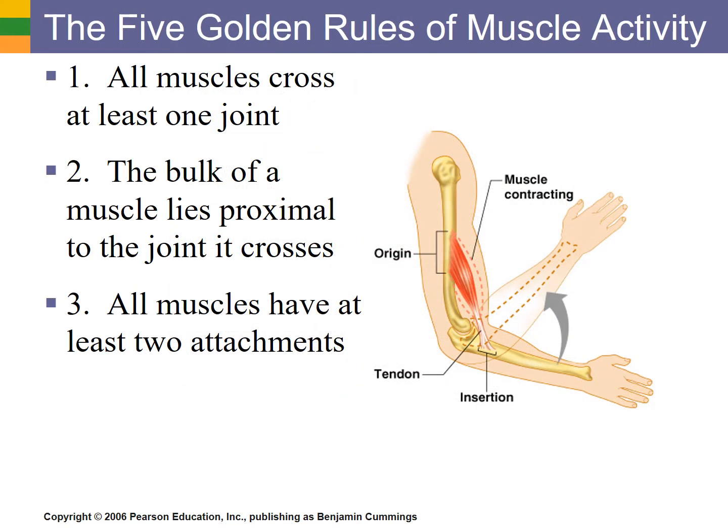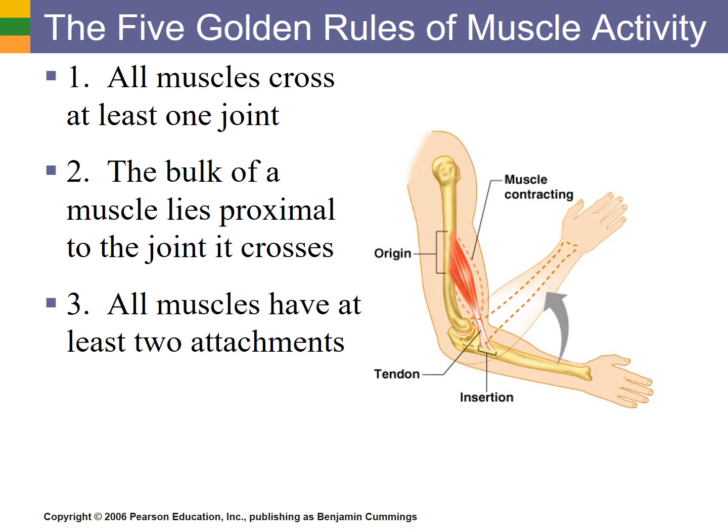Looking at that image in your lab manual, which looks pretty much like this one, to understand how muscles create movement, there are really 5 rules that you need to understand. Number 1, muscles cross at least one joint. If they cross a joint, they move that joint. If they don't cross that joint, they don't move that joint. That's pretty simple. Number 2, muscles don't bisect joints.